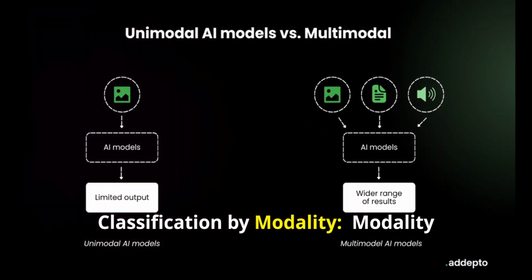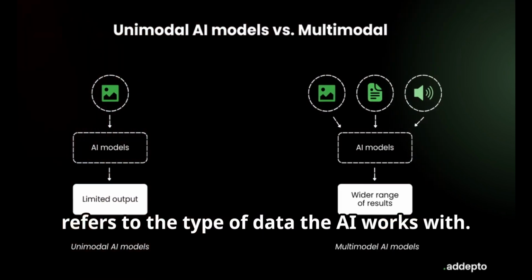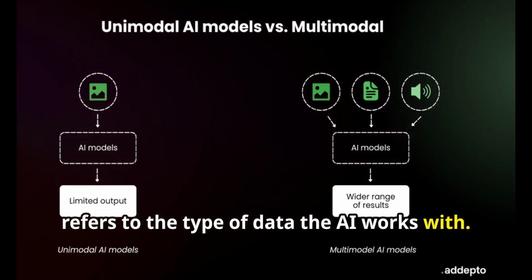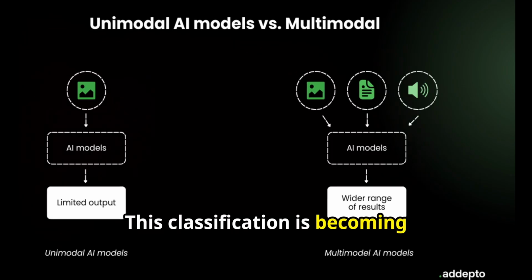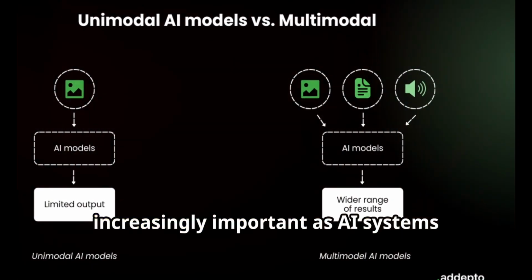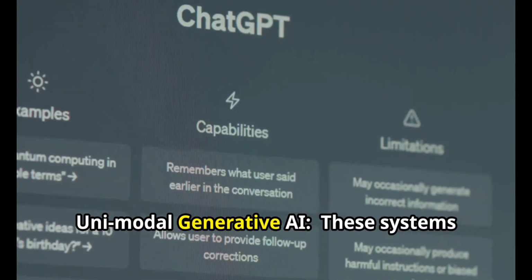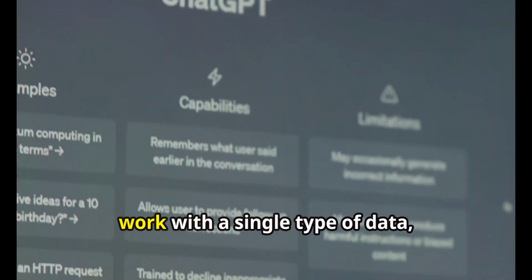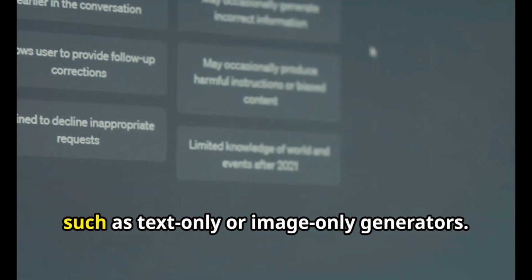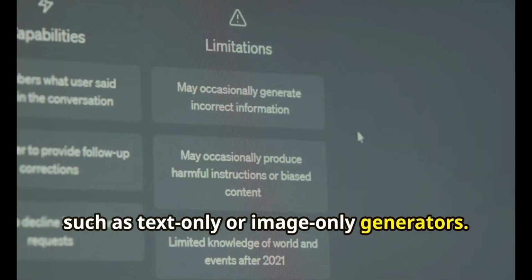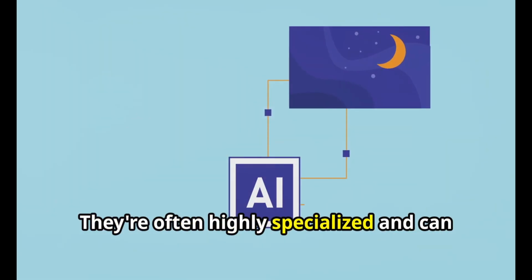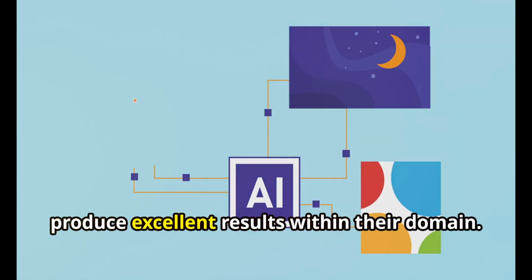Classification by modality. Modality refers to the type of data the AI works with. This classification is becoming increasingly important as AI systems become more versatile. Unimodal generative AI. These systems work with a single type of data, such as text-only or image-only generators. They're often highly specialized and can produce excellent results within their domain.